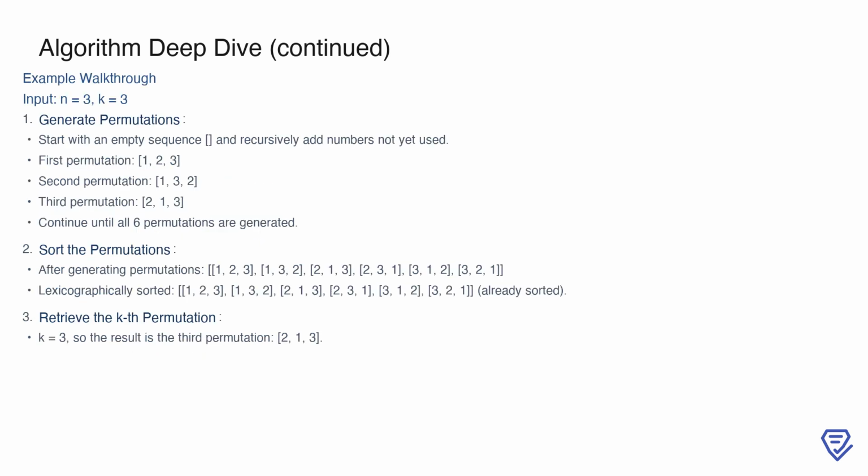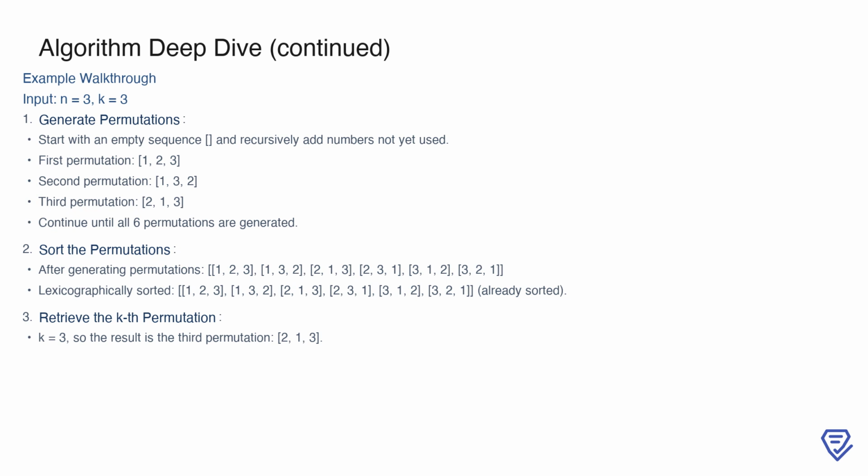Let's walk through an example to see how this approach works. Suppose the input is n equals 3 and k equals 3. The first step is to generate all permutations. Starting with an empty sequence, we recursively add numbers that haven't been used yet. The first permutation generated is 1, 2, 3, followed by 1, 3, 2, and then 2, 1, 3, continuing until we've generated all 6 permutations for n equals 3.